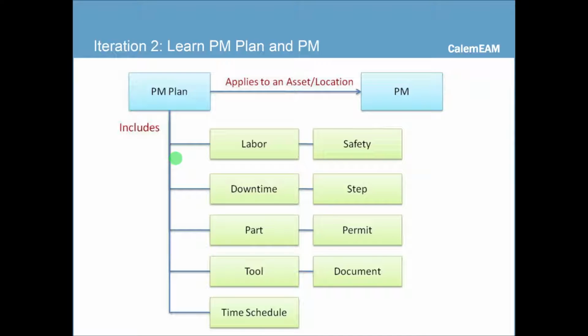A standard job includes the labor requirement, like electrician for 1 hour, safety and environmental measures, downtime requirement for the equipment, steps to execute for the job, spare parts, special permits, special tools for the job, and also the drawings and procedures to perform the job. You can also attach a time schedule, like every 3 months. You can then apply the PM plan to an asset or location, which will generate work orders with an initial due date.